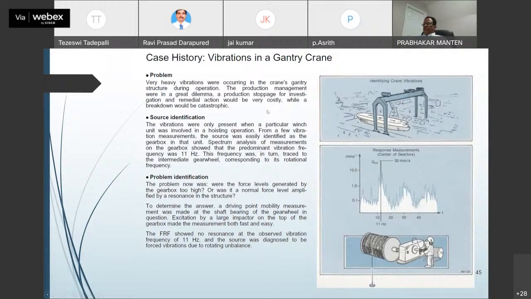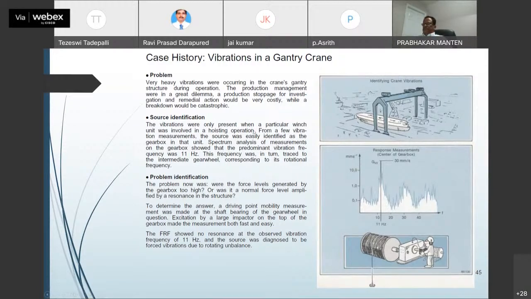The production management were in a great dilemma. A production stoppage for investigation and remedial action would be very costly, while a breakdown, if those vibrations are not rectified, the whole gantry will collapse. That's even worse, right? So they have to identify the source first of all. Is it a natural resonance excitation or something else is causing this to peak at that point? So that's important to check systematically.